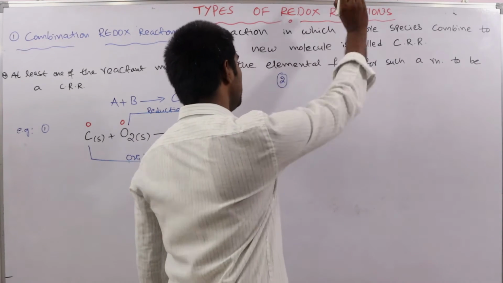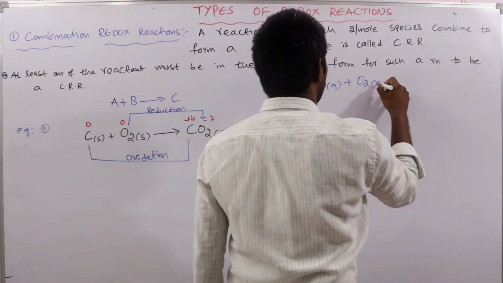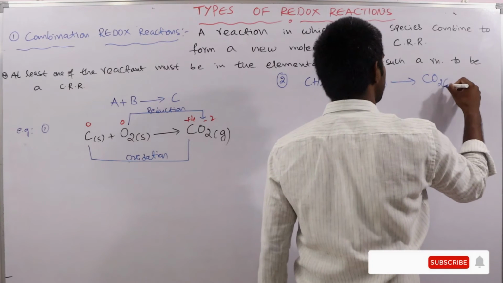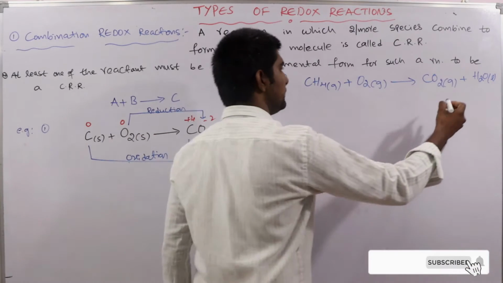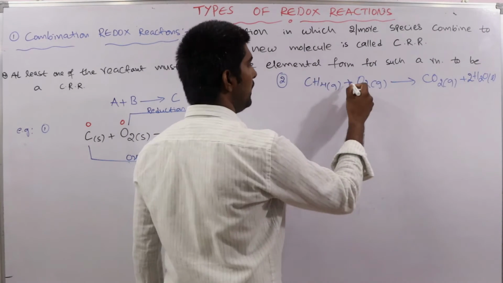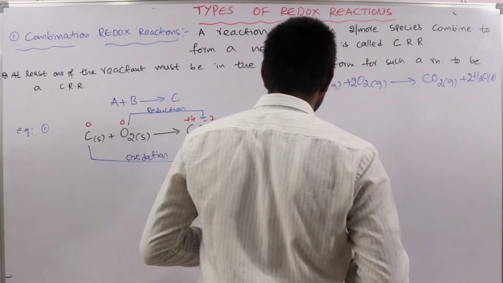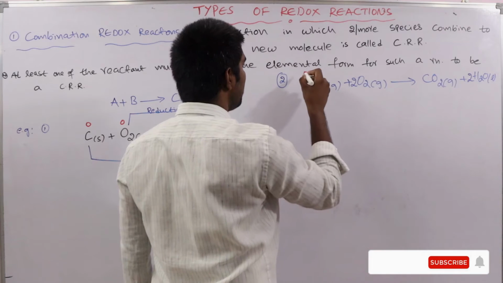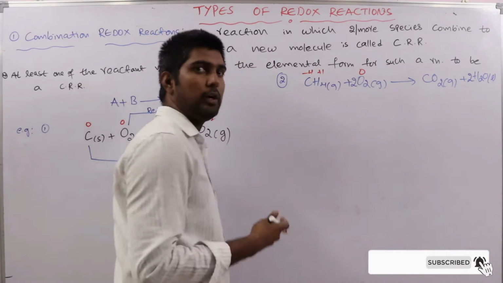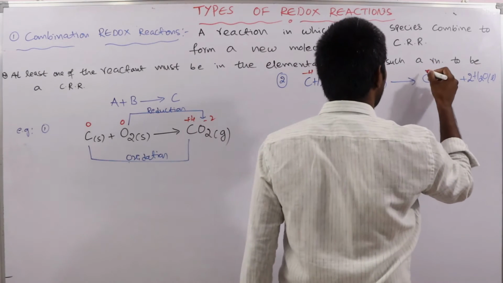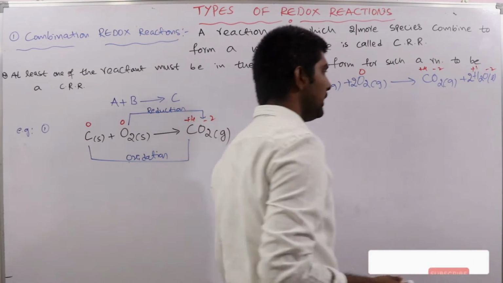Let us take another example. CH4, methane, when reacted with oxygen, we get CO2 plus H2O. If we balance this, we get 2 moles of water molecule and here we get 2 moles of oxygen. See in this reaction, what is the oxidation state of carbon here? -4, hydrogen is +1, and oxygen in elemental form has 0 oxidation state. And here carbon +4, oxygen is -2. Here hydrogen is the same +1, oxygen is -2.